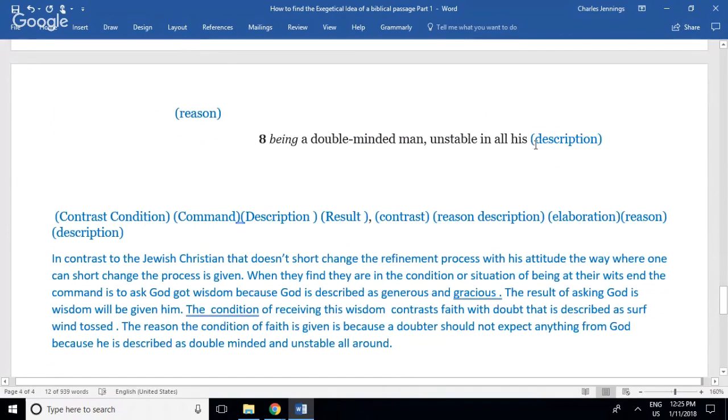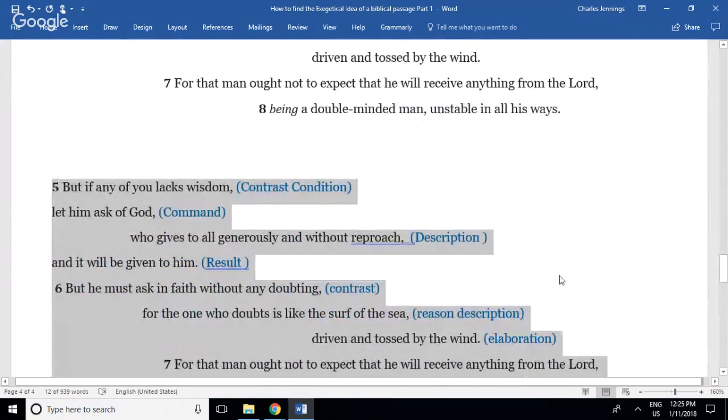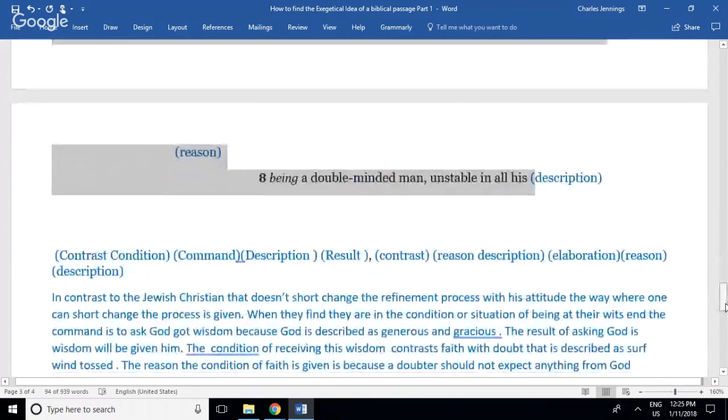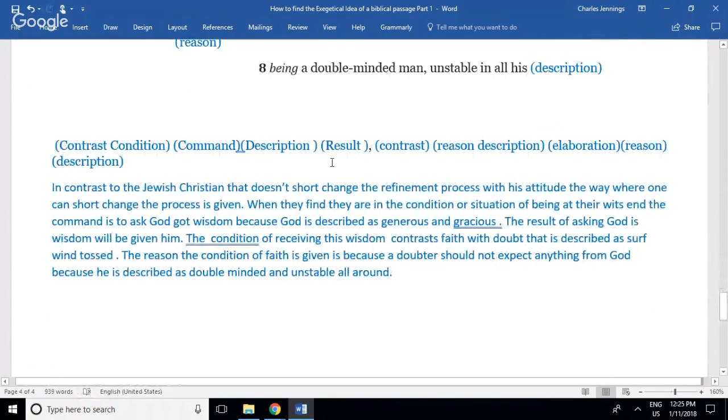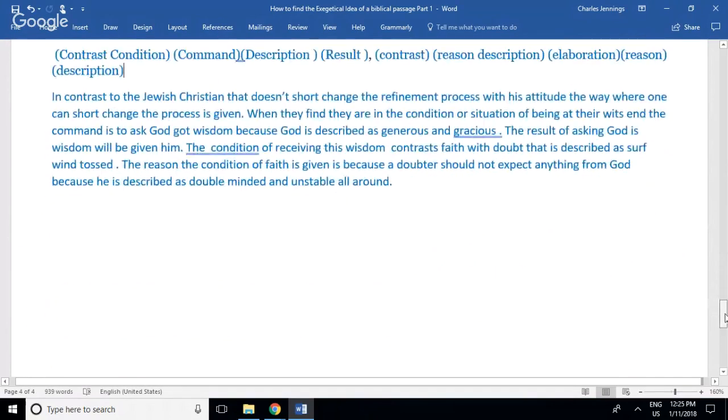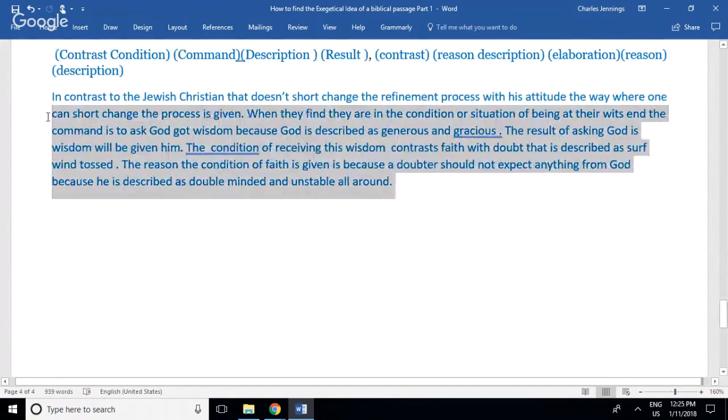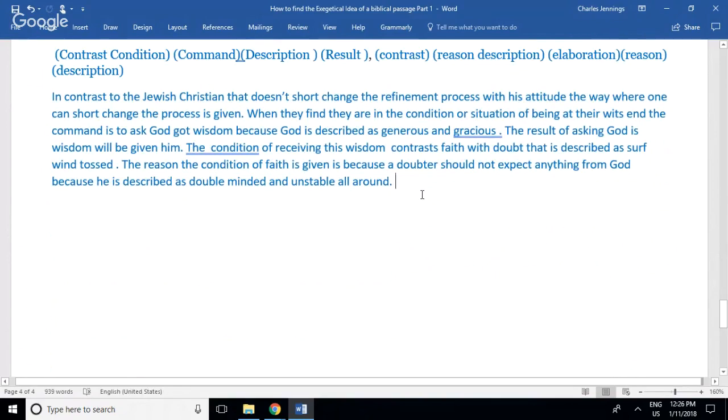Okay, so you could take that right there, copy that, and then delete everything except for the blue words, and you would have this: contrast, condition, command. You would have all those relationships involved there. Then you could go back and look at your passage and write something like this, using these words to modify your exegetical idea so that we can understand the logic, the flow of things. So, for example, maybe something like this.